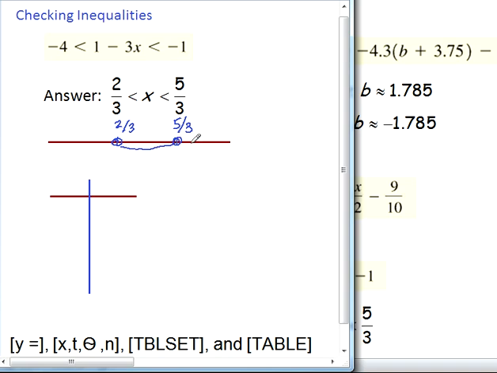Generally, it's sufficient to just check those endpoints, 2/3 and 5/3, because you're going to be getting the points in between them, because this was a between inequality to start with. When you get them, one of them should be equal to -1, and the other should be equal to the other boundary, -4. And this is not a very difficult problem to check. Let's go ahead and look at it with the calculator here.